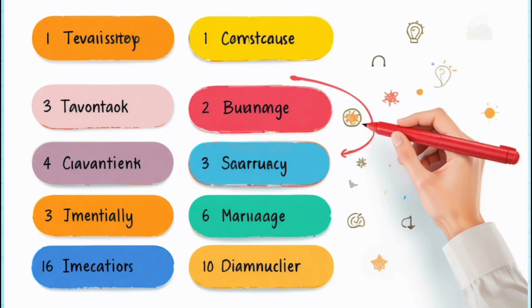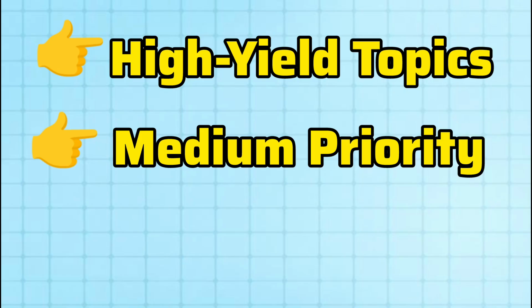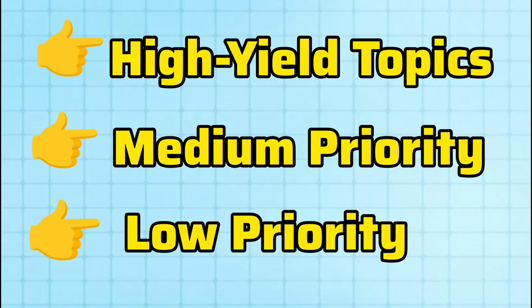Now organize your syllabus into 3 levels. Level 1, high-yield topics. These appear frequently and carry significant marks. Level 2, medium priority. These are important but appear less often. Level 3, low priority. Study these after you have built a strong understanding of the first 2 levels.